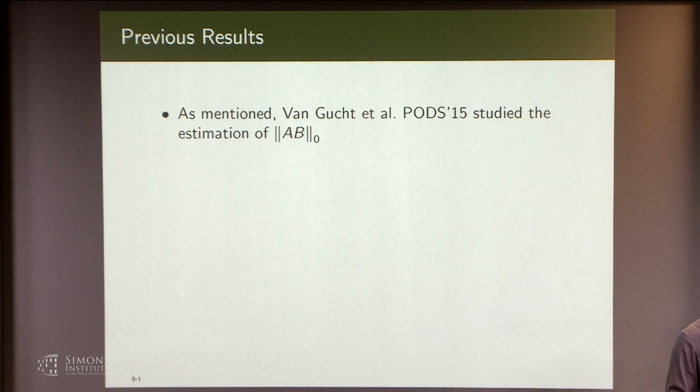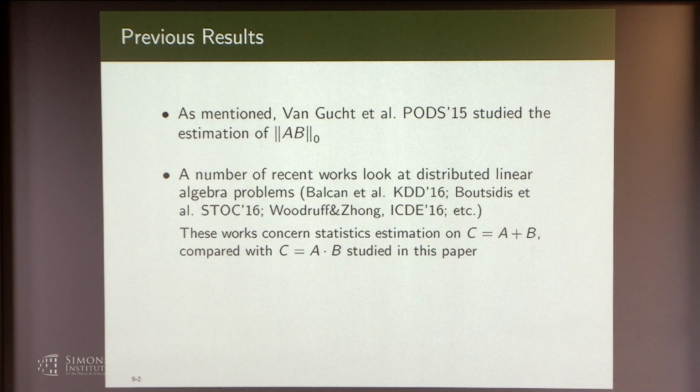So let me briefly mention what results are known previously. As mentioned, our earlier paper studied the L0 norm of the product. There are a number of papers looking at distributed linear algebra problems, but the focus is on computing some statistics on the sum of the two matrices instead of the product of these two matrices. Okay. Question?